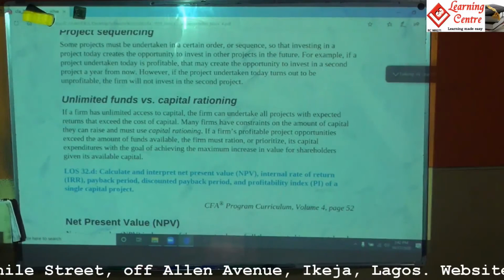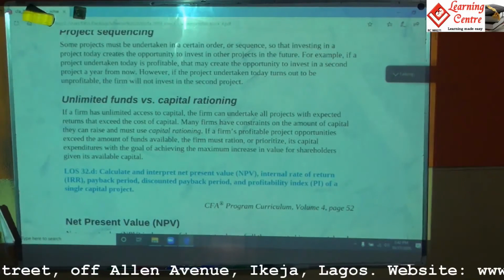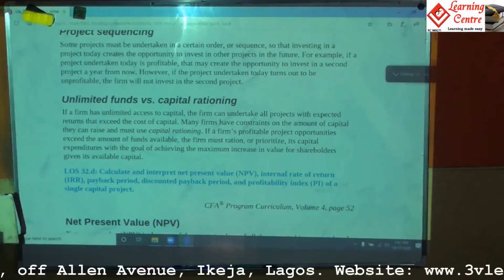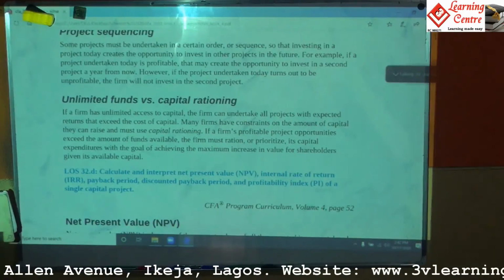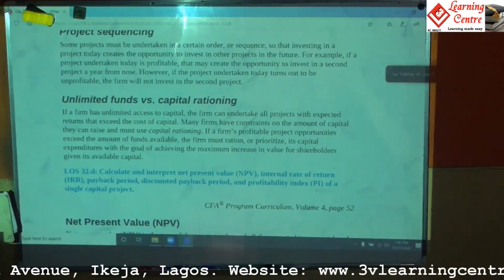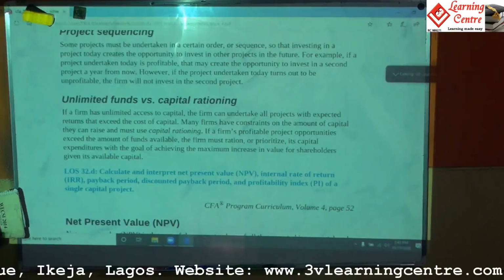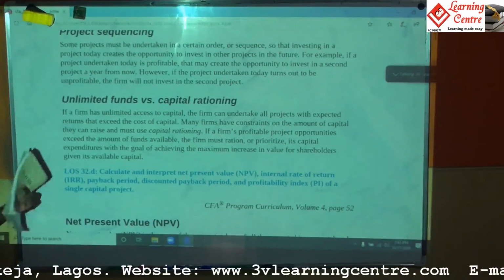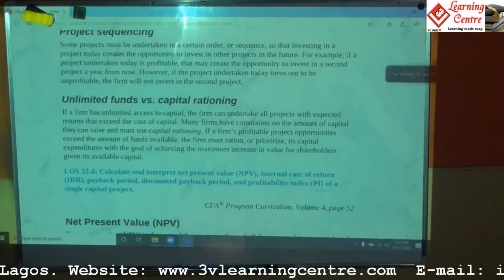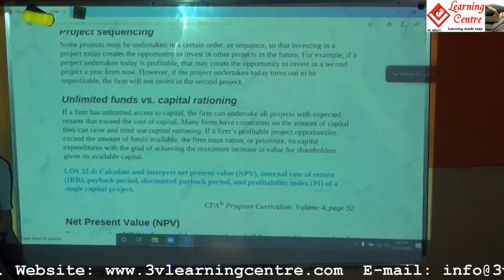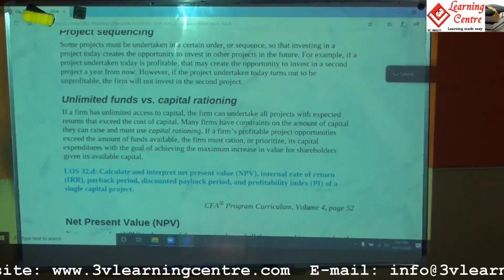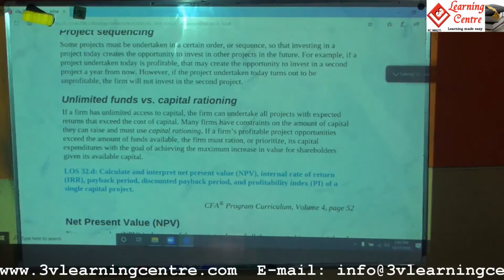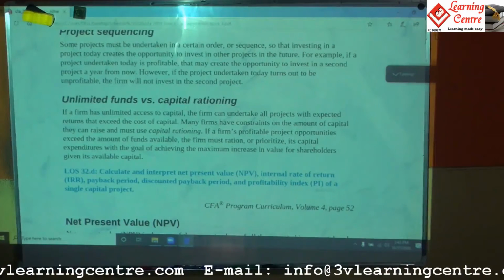Why? I don't understand. Discounted and non-discounted. How? As in? Okay, in terms of maybe the way we did it in ICAN, discounted and non-discounted. Okay, so net present value.